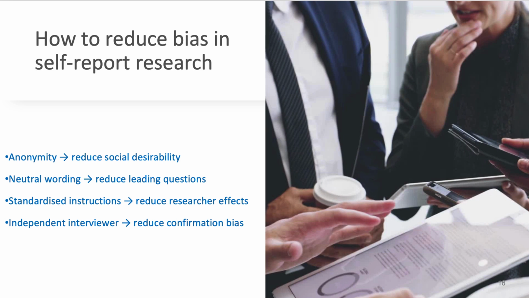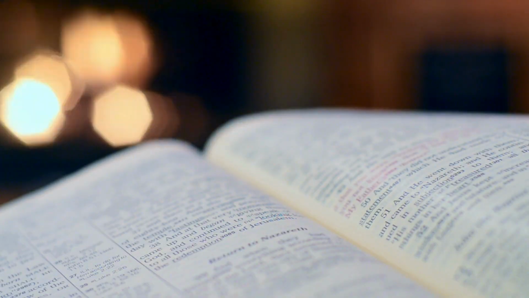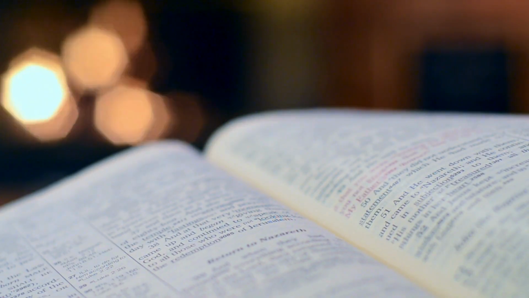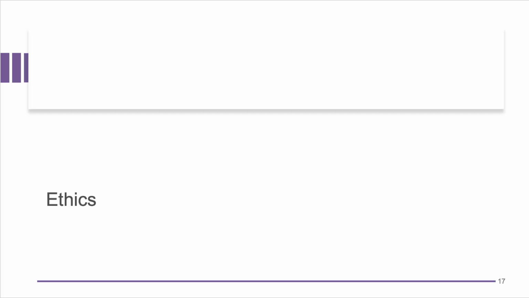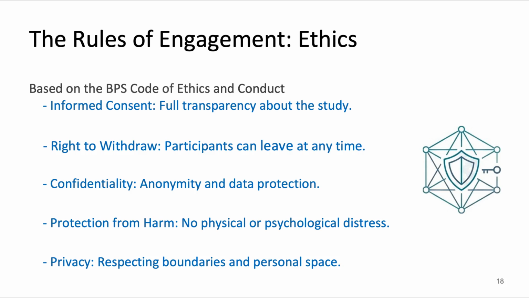The quality of our data is important, but the safety of our participants is paramount. This brings us to ethical principles in research. Every study must respect these five core principles. Informed consent is when participants have full transparency about the study's aim before they begin.